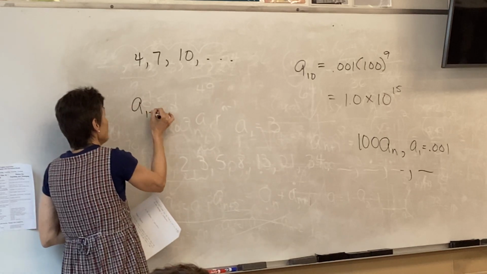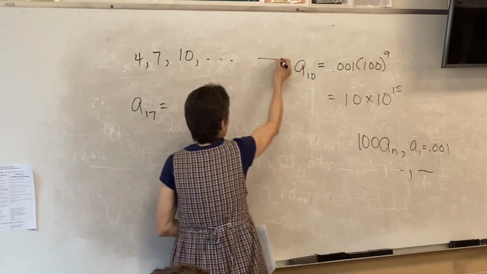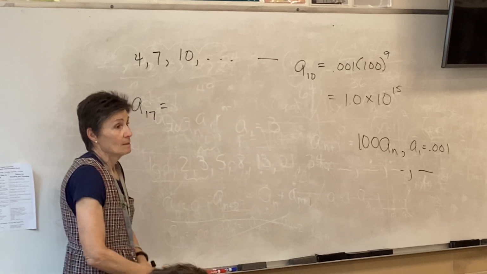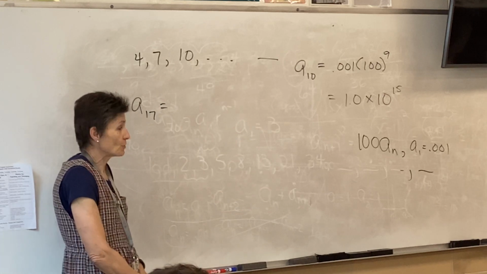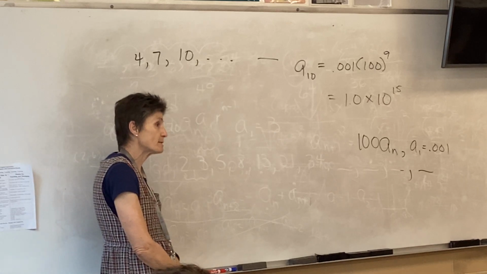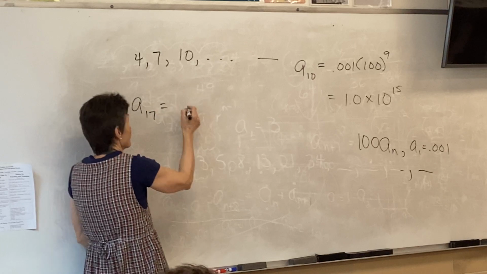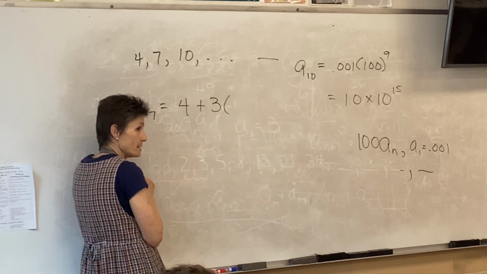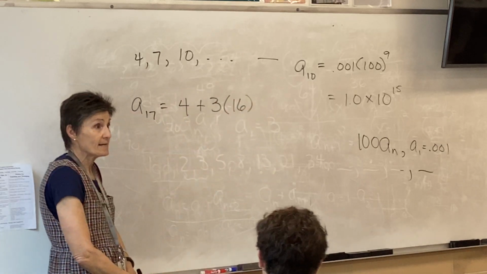How many will I assign on the 17th day? So don't I want the 17th term? Don't I want to know what's the 17th number in this list? That's first day, second day, third day. So what's my formula say? Look at my arithmetic formula. You don't have to memorize it, but you need to know how to use it. So the 17th term says take the first term plus the common difference, which is 3, times n minus 1, which would be 16.